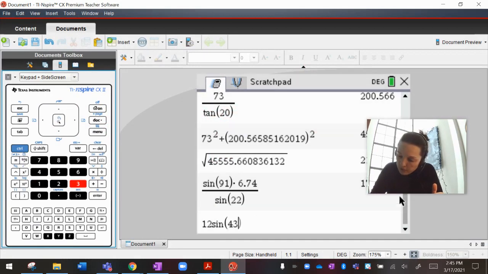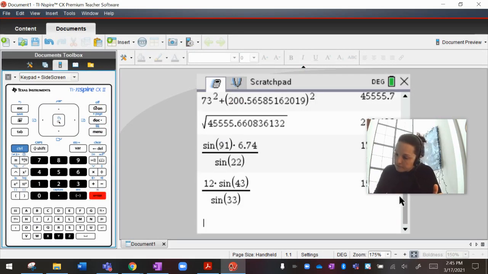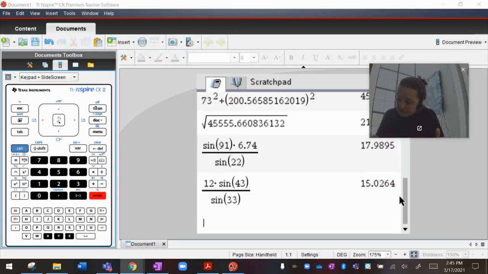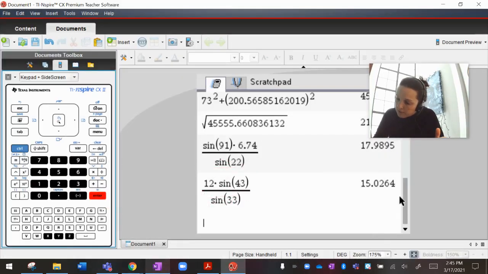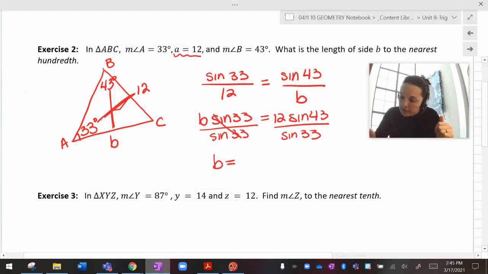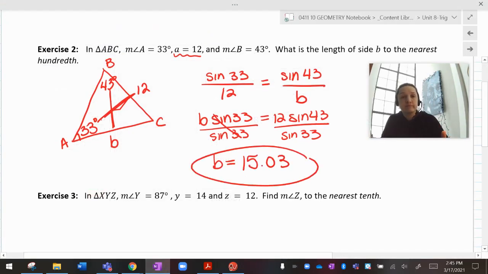12 sine 43 divided by sine 33. 15. What's it say to round to? Nearest hundredth, 15.03. That's the law of sines, folks.